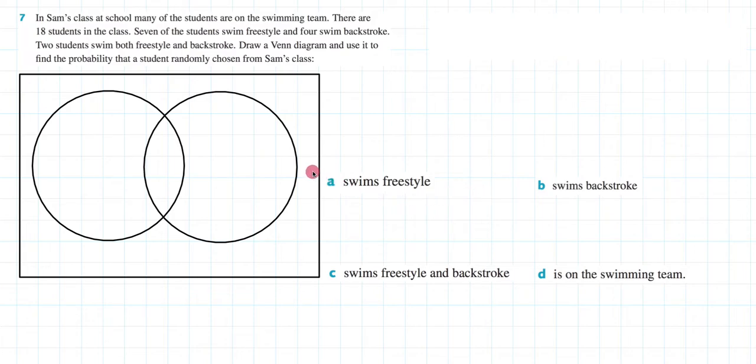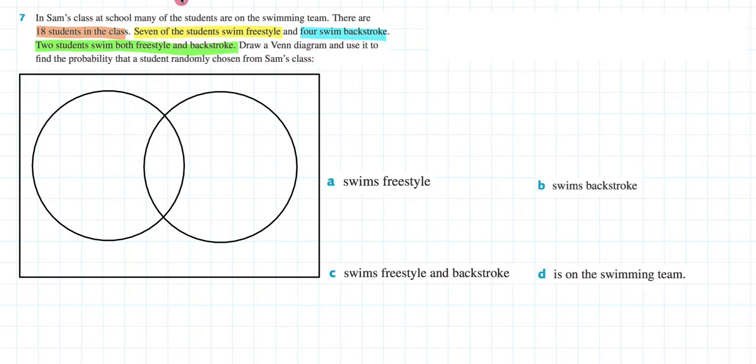Alright, so we are doing exercise 9D, and this is question 7. It reads, in Sam's class at school, many of the students are on the swimming team. There are 18 students in the class. 7 of the students swim freestyle, and 4 swim backstroke. 2 students swim both freestyle and backstroke. Draw a Venn diagram and use it to find the probability.